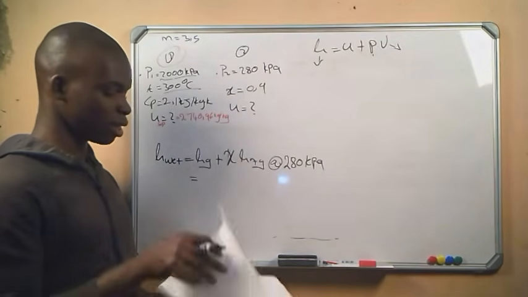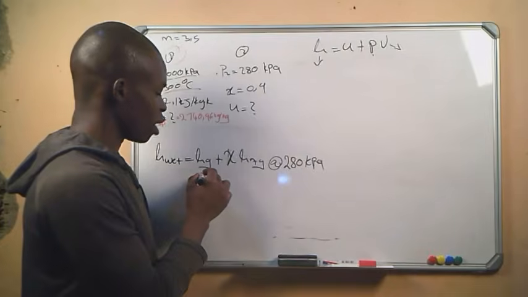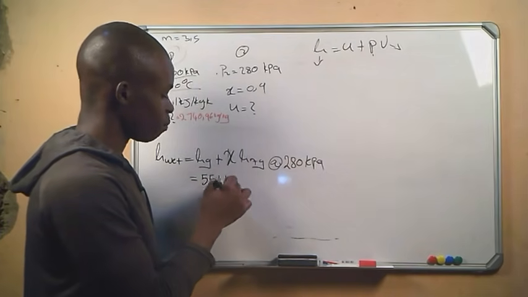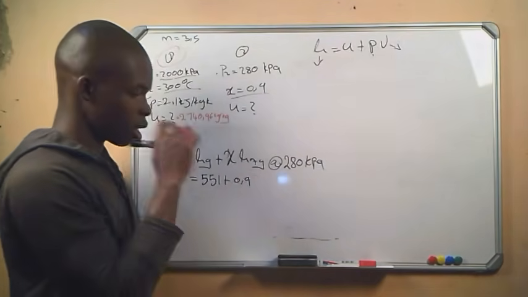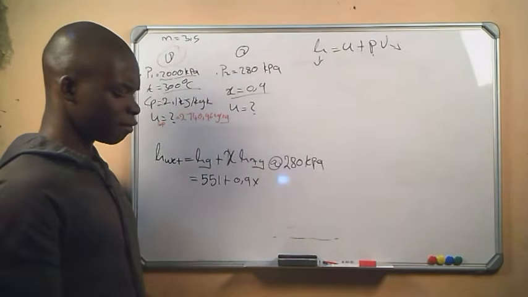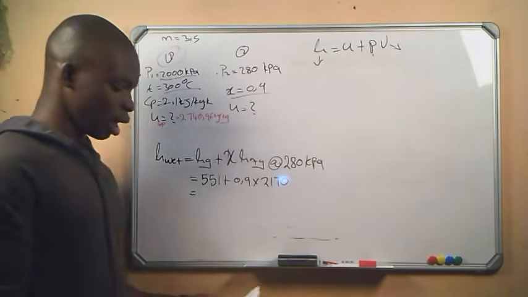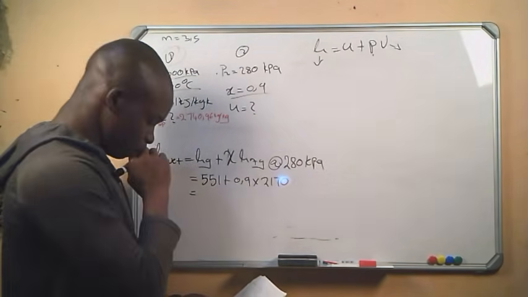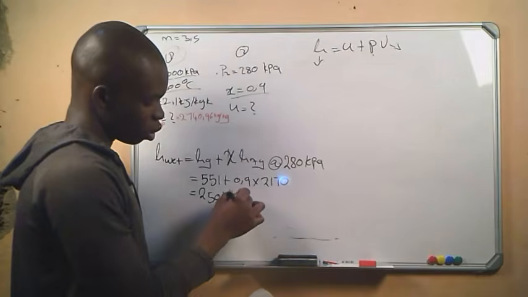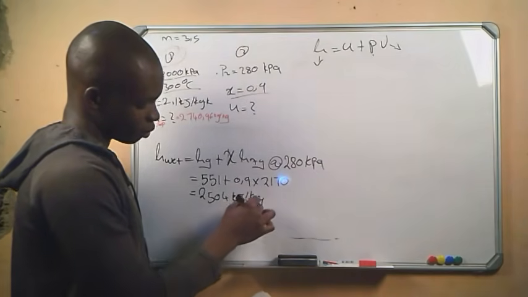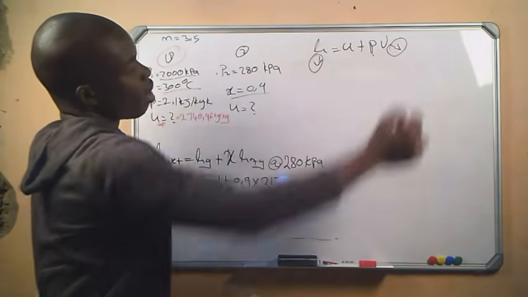And then I've already did that and find that my value for Hg is 551, plus our dryness factor we are given, which is 0.9, and then my Hfg is 2170, and then I got my H wet as 2504 kilojoules per kg.